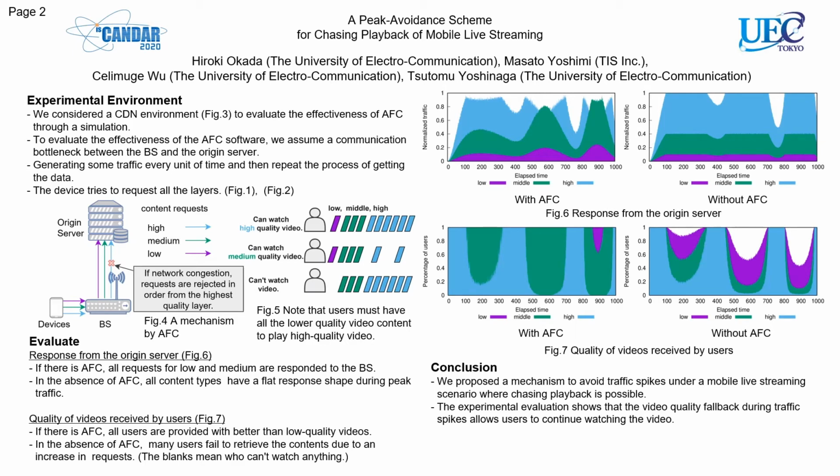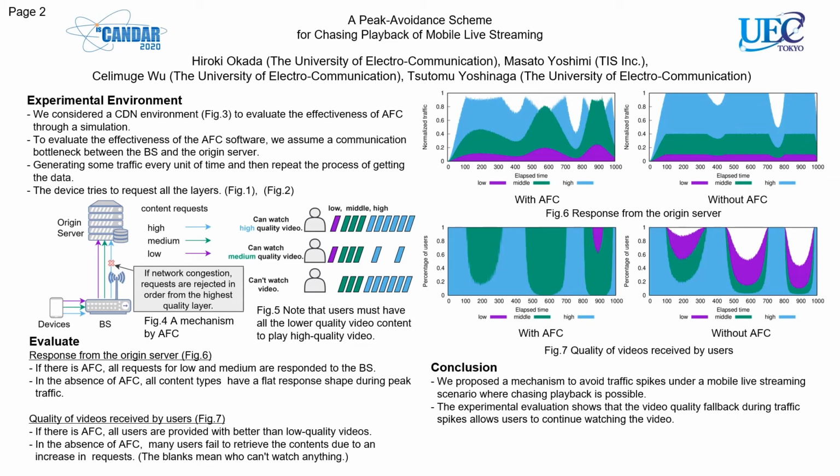The experiment evaluates the number of requests that reach the origin server and the quality that users are able to watch. Figure 6 shows the number of requests reaching the origin server, and the vertical axis shows the limit of the network bandwidth, which is the bottleneck. With AFC, the network bandwidth limit is never reached, resulting in low and medium quality responses. Without AFC, the network bandwidth is at its limit, and the response is halfway choppy.